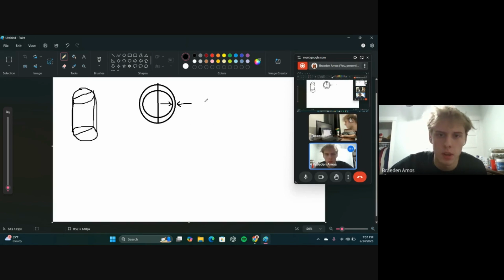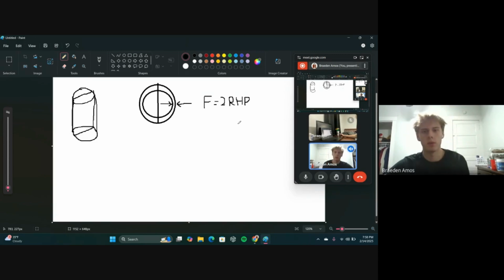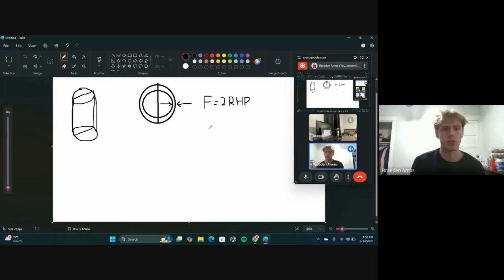So the force is equal to 2 times the radius, or the diameter, times the height, since it's a cylinder, and then obviously the pressure there. And then we do that and we get the force is equal to 2 times PHR, which is the same thing that we got when we integrated in the first part. And we can see that it was much easier just to do it this way.